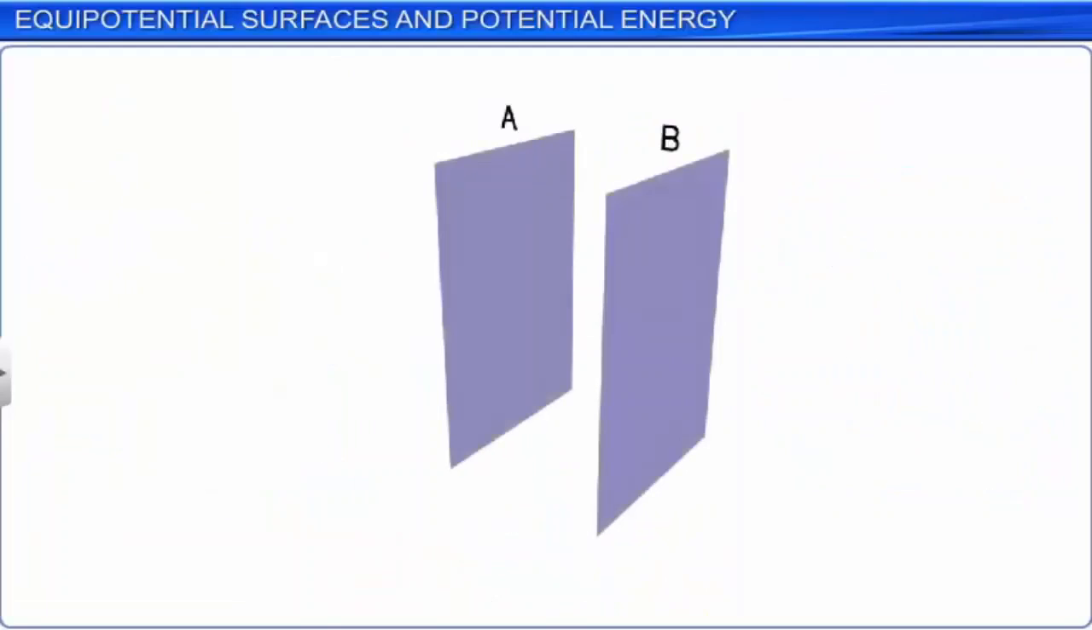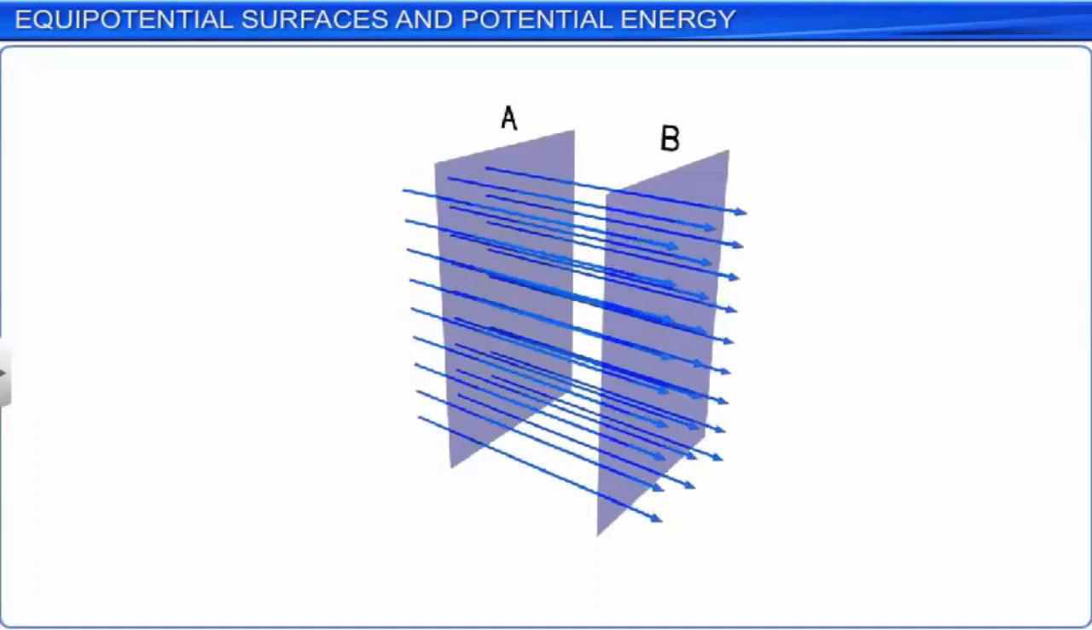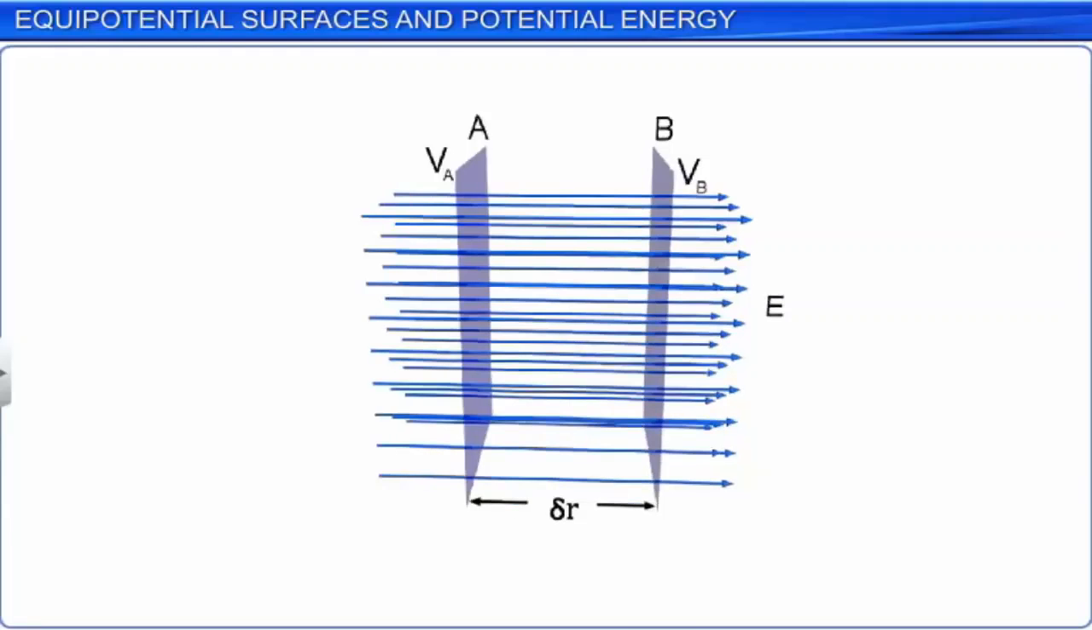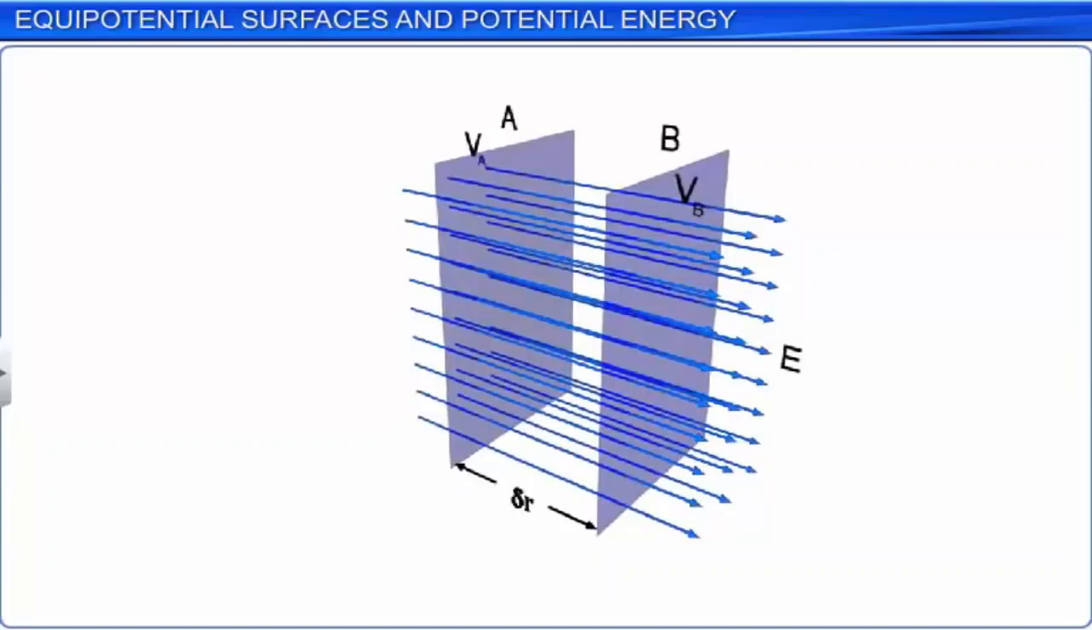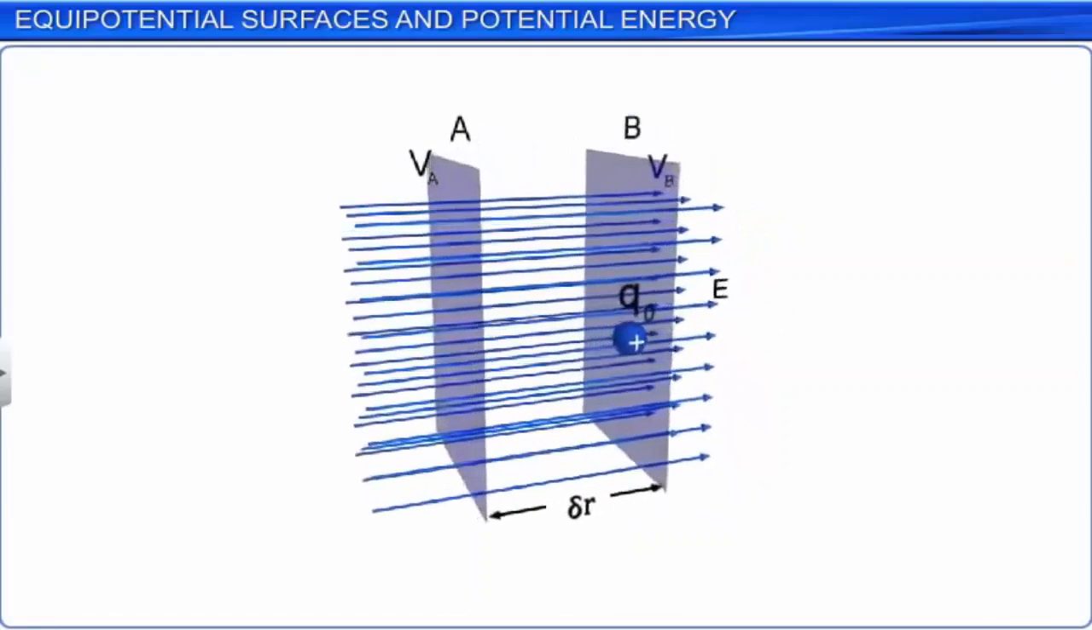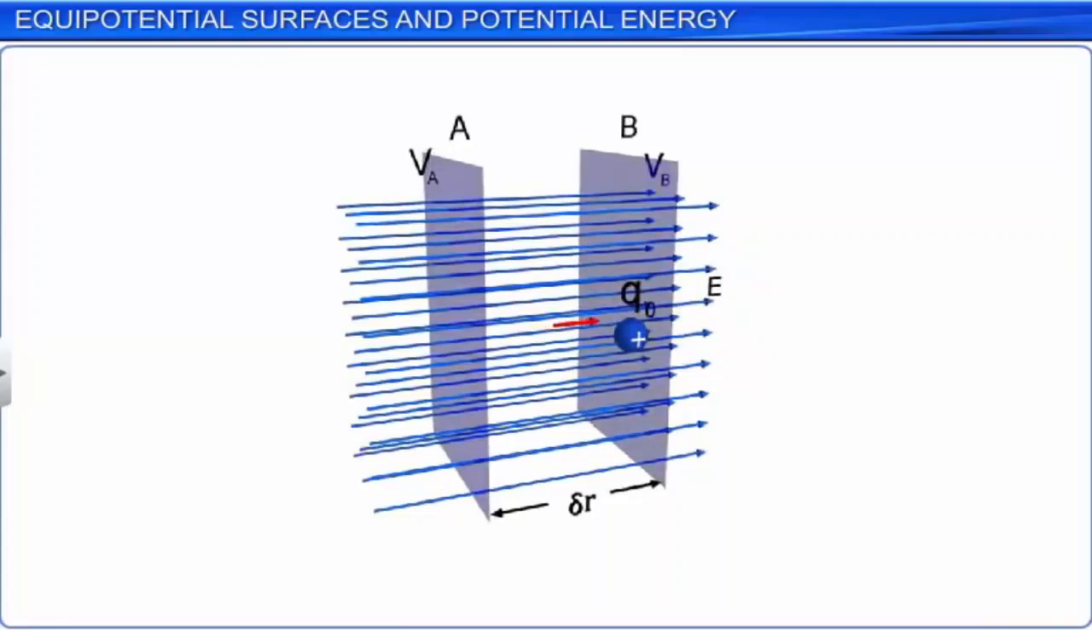Consider two equipotential surfaces represented as A and B in a uniform electric field of strength E, separated by a small distance delta R. Let the potentials at A and B be VA and VB respectively. Let us consider a unit positive charge Q0 on the surface A. Suppose the unit positive charge is displaced from surface A to surface B in the direction of the electric field.